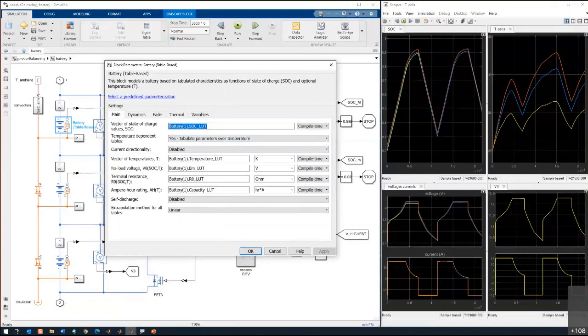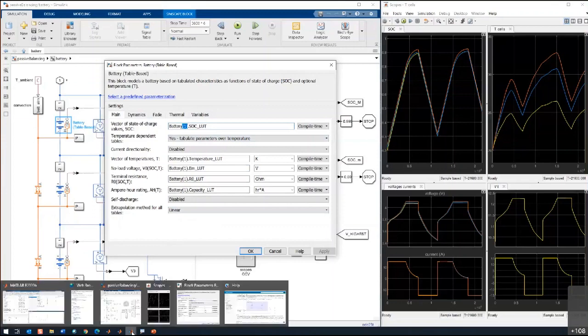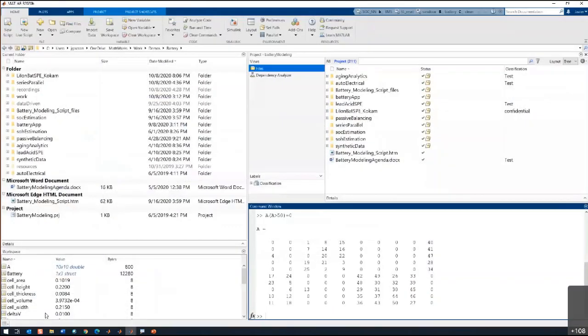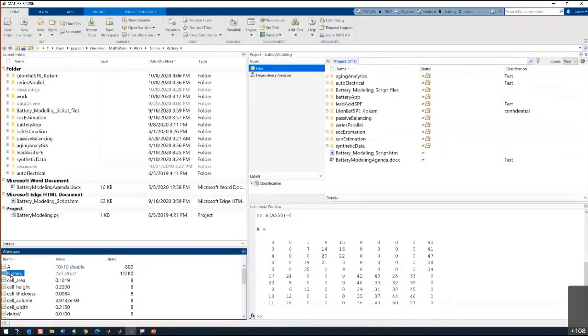Where are those characteristics? So if we take a look at these parameters, they are all fields of a structure called battery here, right? So the index makes reference to the fact that this is cell number one, but in this case, all the cells are identical, so it doesn't matter which one we talk about. But I wanted to show you what they look like.